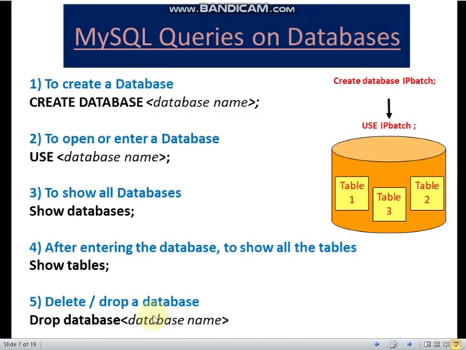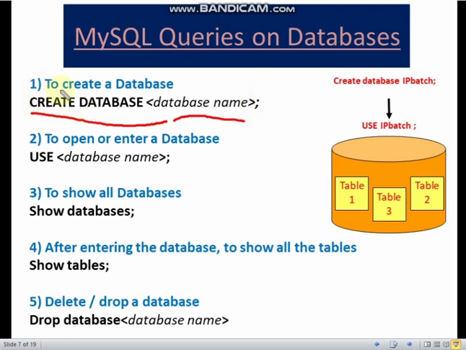So let us see what are the different queries we are going to learn now. First of all, MySQL queries on database. As you know, the cylindrical shape is the identification of a database. This is the symbol of database. Now, to create a database, we have to write the command create database, then the database name. You have to end the command with a semicolon.